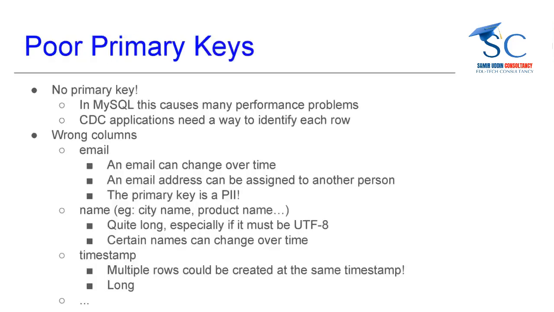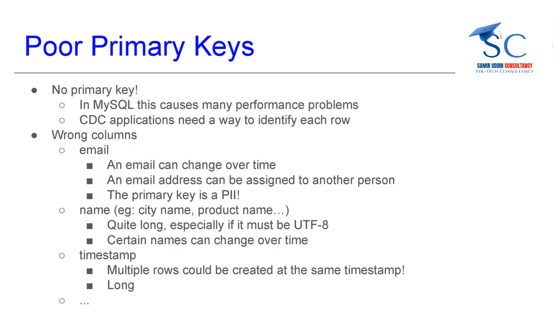Let's move on. So I want to show you some poor examples of primary keys. The first is obviously no primary key at all. If a table doesn't have a primary key, it means it doesn't have a way to identify each row by design. In MySQL, this will also cause several performance problems. It will make your database much less scalable for reasons that I cannot explain now.